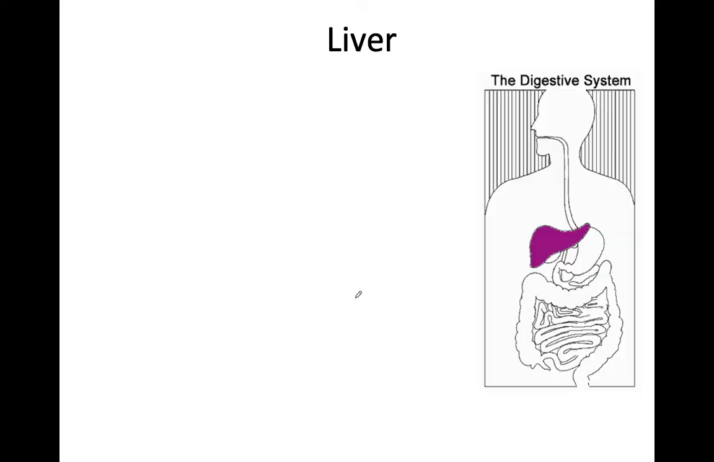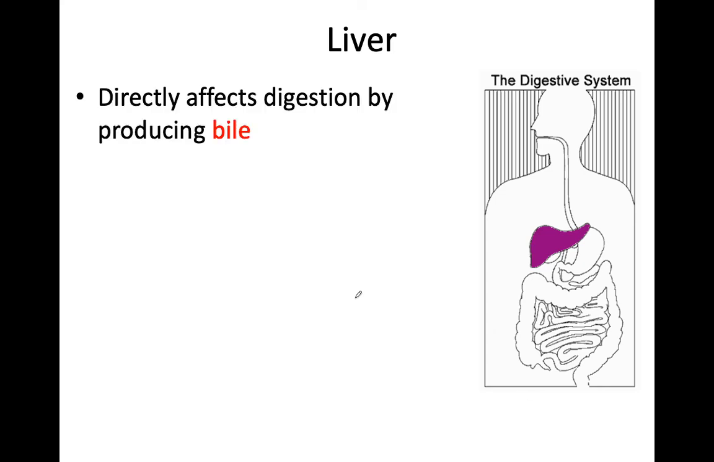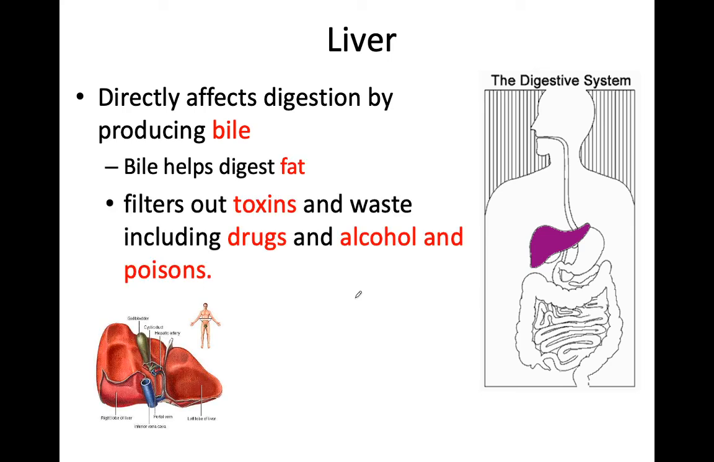So let's take a look at the liver first of all. That is that big purple structure that we see right next to the stomach. It directly affects digestion by producing bile. And bile is the chemical that helps digest fat. It filters out toxins and wastes, including drugs and alcohol and poisons. So the liver acts as, 1, the producer of bile, and 2, a filter to filter out any waste that we might put into our bodies.